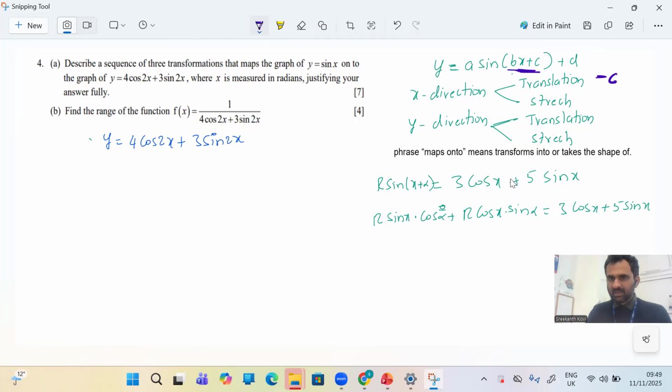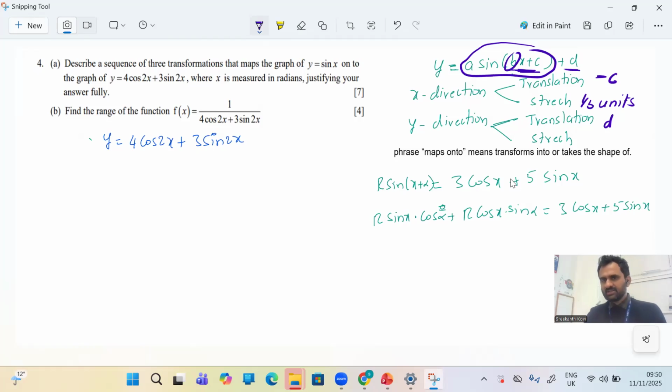Whatever is multiplied to x, that is stretch. Again, it is multiplied, so it should be in the opposite way. So the stretch is by 1 by b units in x direction. Now coming to y, this one, whatever was added to the total function. So this is the total function. Now the translation would be by d units. It won't get opposite in y direction.